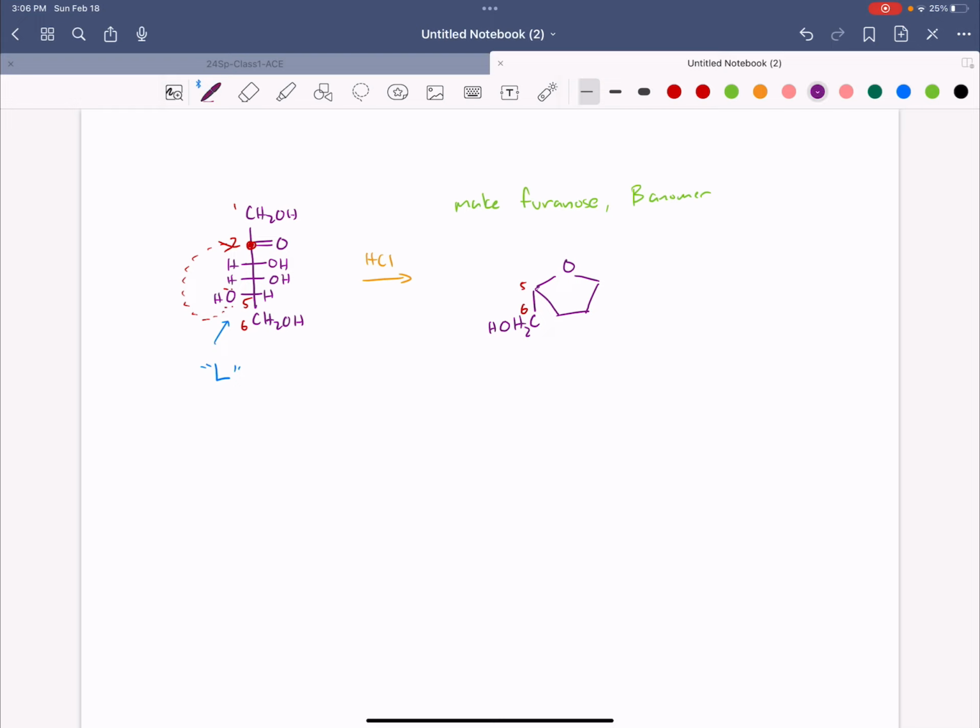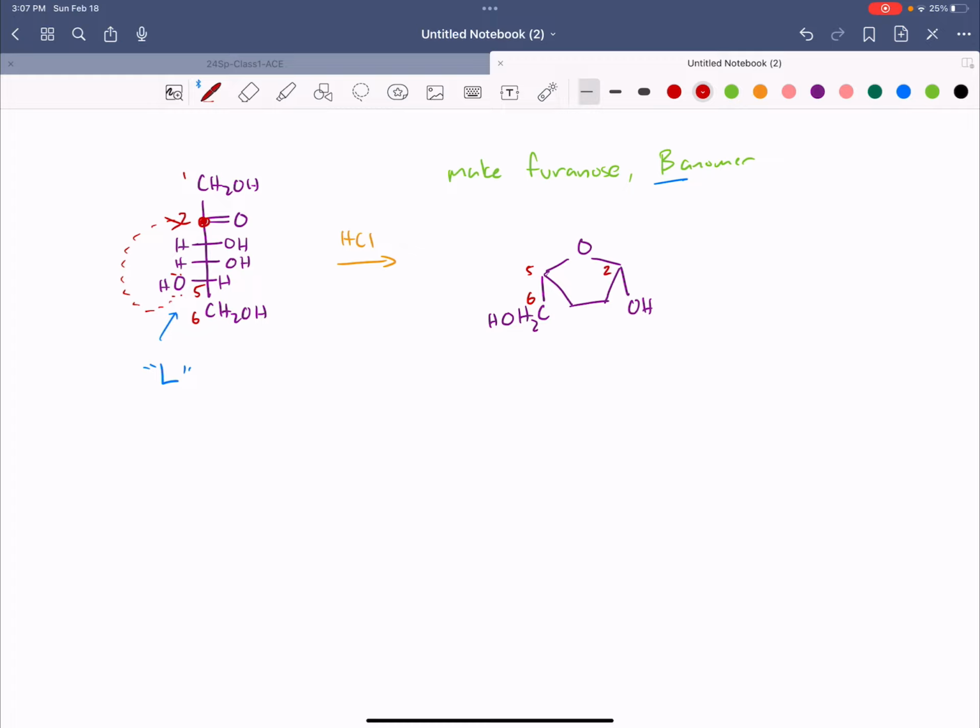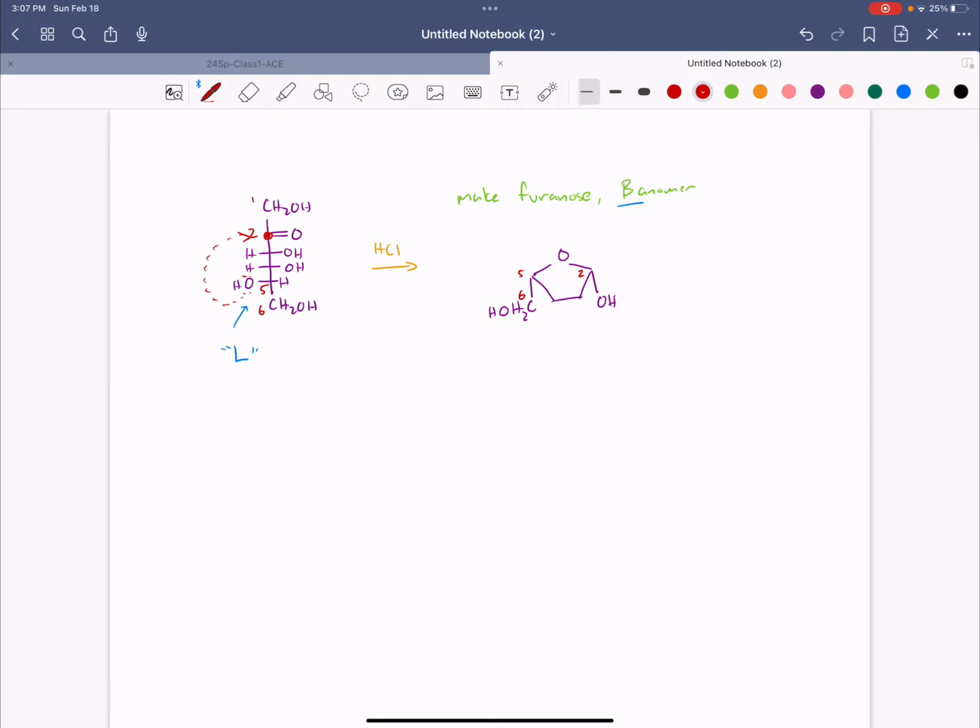So now I took care of the 5-membered ring. I took care of the L. Now I'm going to take care of the beta. And so the beta means cis. So the OH on the anomeric carbon is cis to that. Let me take advantage of copy and paste. So that's my first step. The second step, let's see if this works.